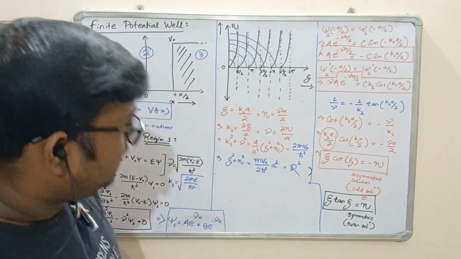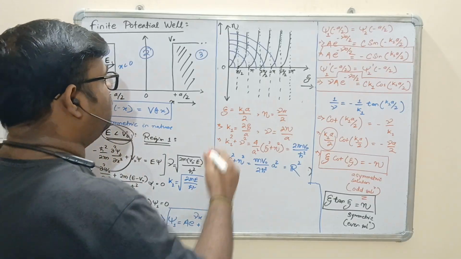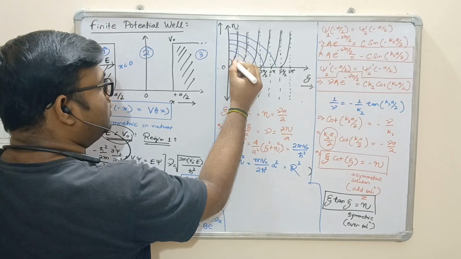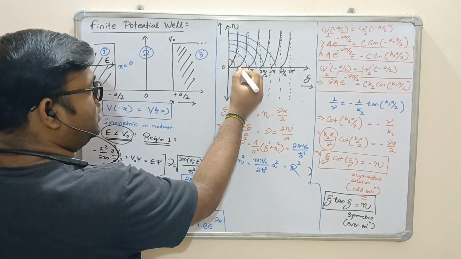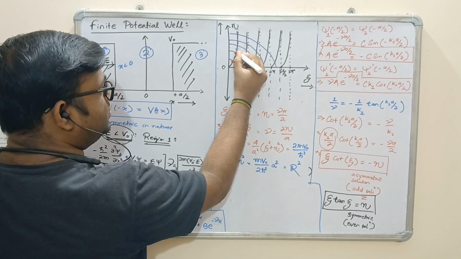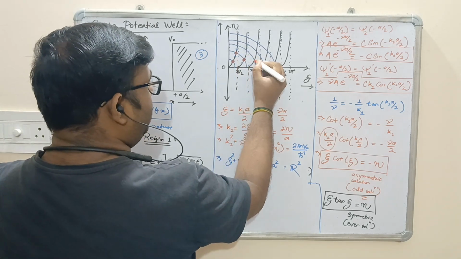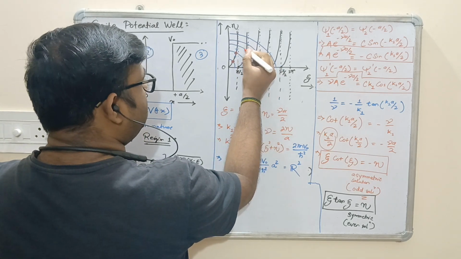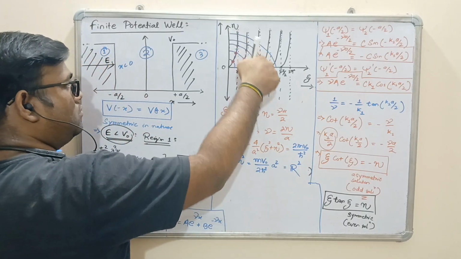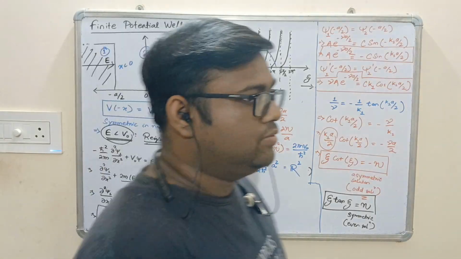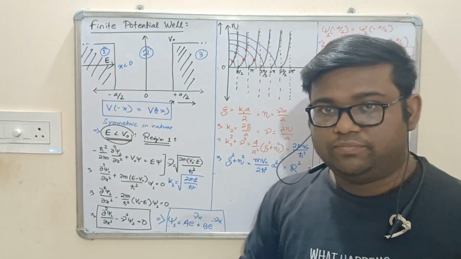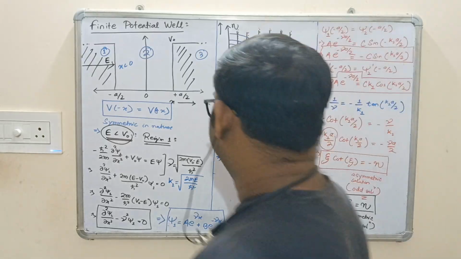Now when we are drawing this kind of circles, we also should know that this circle is crossing the equation at one point. This circle of radius pi by 2 to pi is crossing the curve at 2 points. This one, at pi to 3 pi by 2, is crossing at 3 points. These points of intersection are basically your number of bound states.